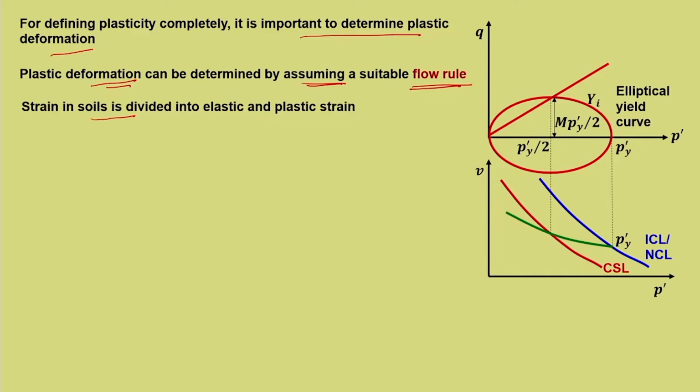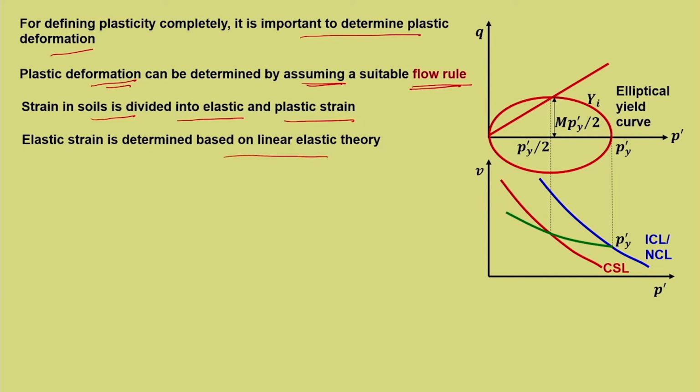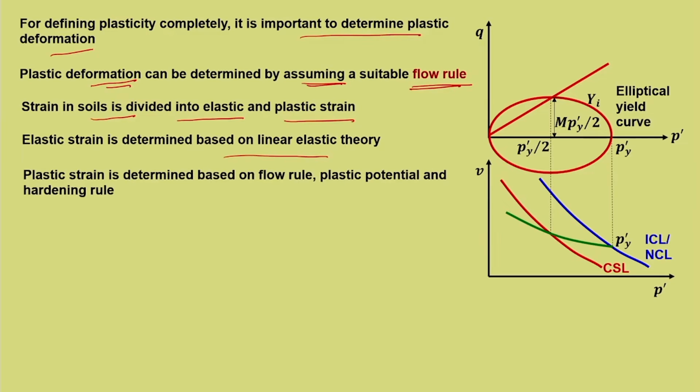It is because strain in soils beyond yielding is divided into elastic and plastic strain. Elastic strain is determined based on the concept of linear elastic theory. Now, the next aspect is how do we determine the plastic strain? This can be determined based on flow rule, what is known as plastic potential, and then what is known as hardening rule. We need to have some basics on these aspects, and that is what we will be doing in the further slides.